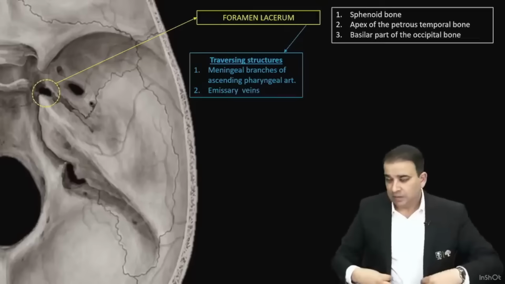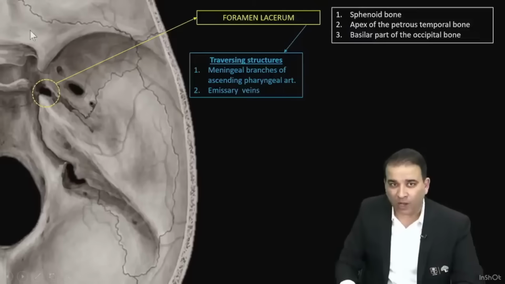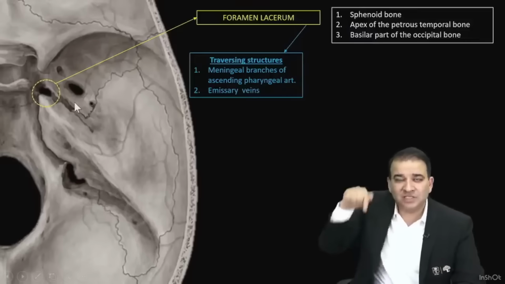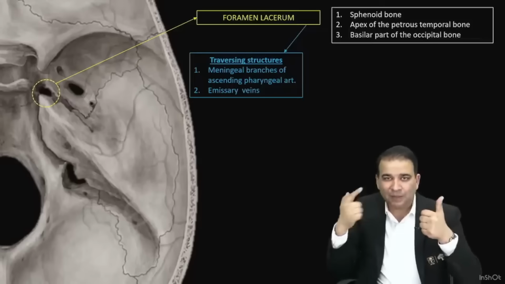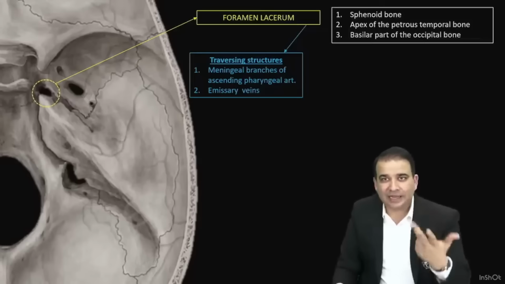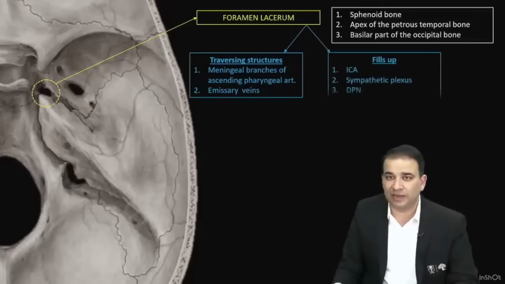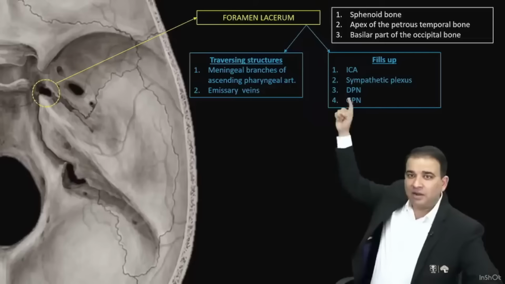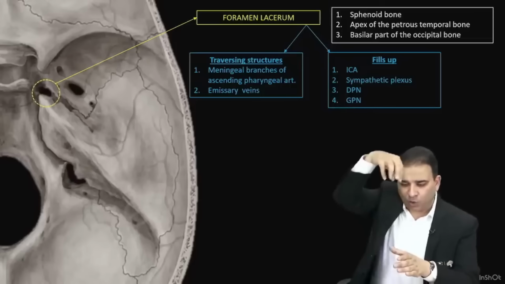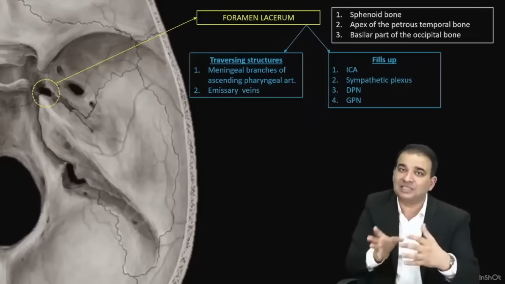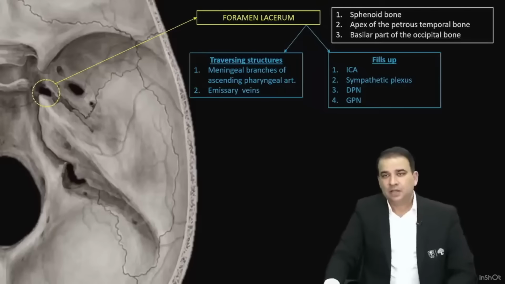Now there are some contents which are overlapping it, structures which are present in the foramen lacerum but not traversing it through, and that is the internal carotid artery, the sympathetic plexus around the internal carotid artery, the greater petrosal nerve, and the deep petrosal nerve, the two nerves which together form the nerve to the pterygoid canal, guys. So we have the internal carotid artery, sympathetic plexus, deep petrosal nerve, greater petrosal nerve. All these contents are not crossing or traversing the entire foramen lacerum, but they're still contents because they are present on top of it. They're present on the fill of the foramen lacerum.